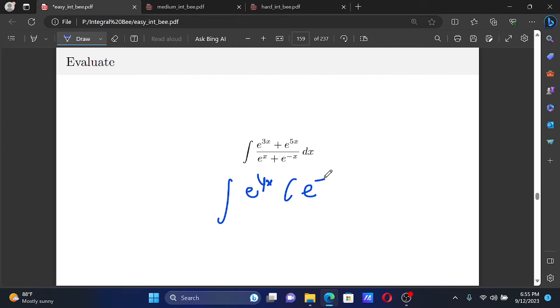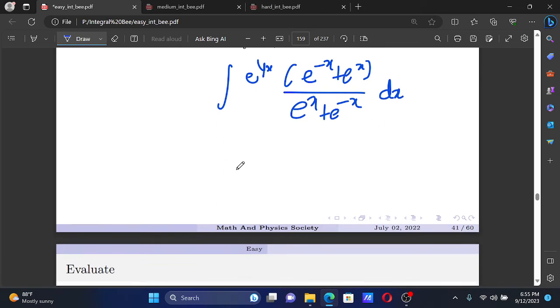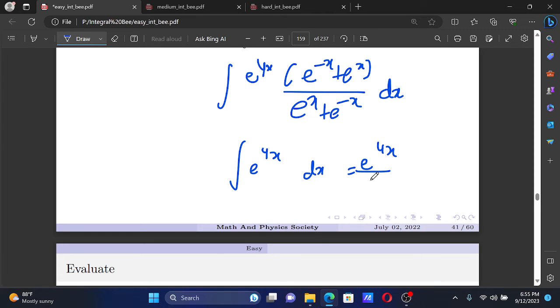Yeah. Now for this next problem, just notice that the differences here are the same. 3 and 5, difference of 2; 1 and minus 1, difference of 2. So if we just take e to the power 4x as common in the numerator, we would get e to the power minus x plus e to the power x, which is exactly the same as the denominator, and then dx. So after this we have e to the power 4x dx, and then the answer will be e to the power 4x by 4 plus c.